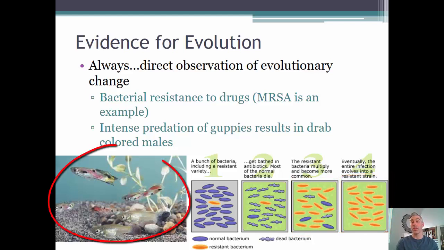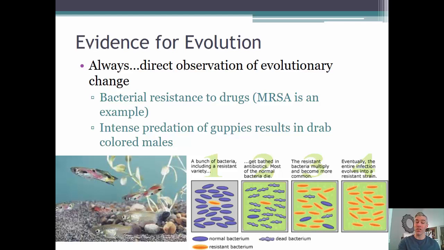It's also true if you look at guppies. Because of intense predation of guppies, it can result in drab-colored males. Now females normally like males that are brightly colored, so they'll find a brightly colored male and want to mate with him more often. But what happened over time in this case was that males became more and more drab due to predation because they were more easily seen.